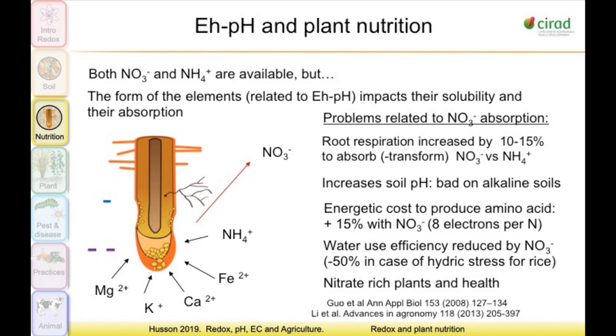And we all know nitrate-rich plants are not good for health. We don't like to eat too much nitrate. But it's not all black or white. The ammonium has also some problems.